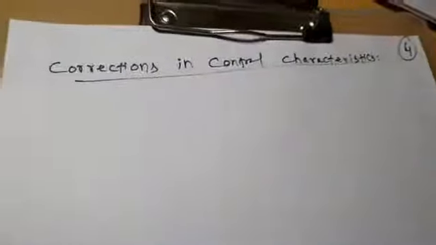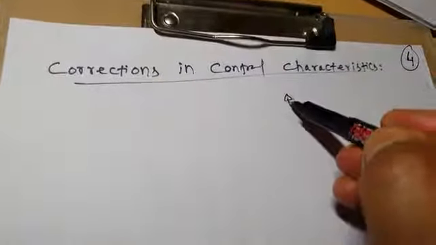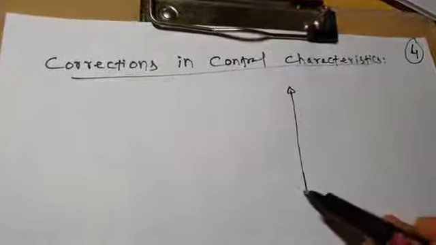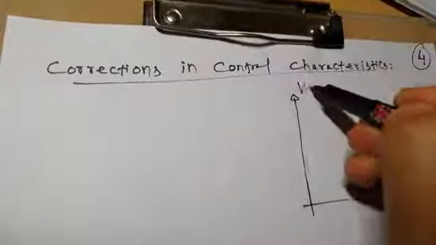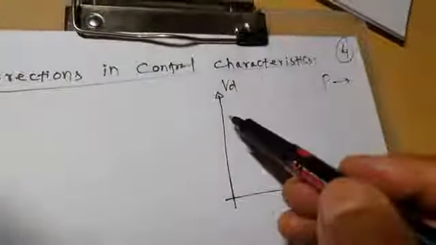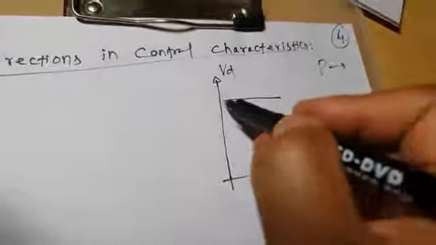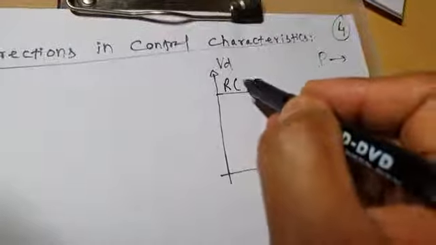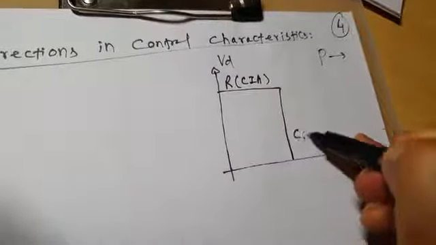One of the modifications is like this. Let us again draw the control characteristics. This is ID and this is VD for this direction of power flow. P is in this direction. So this is your rectifier characteristic R with constant ignition angle (CIA) control and constant current control.